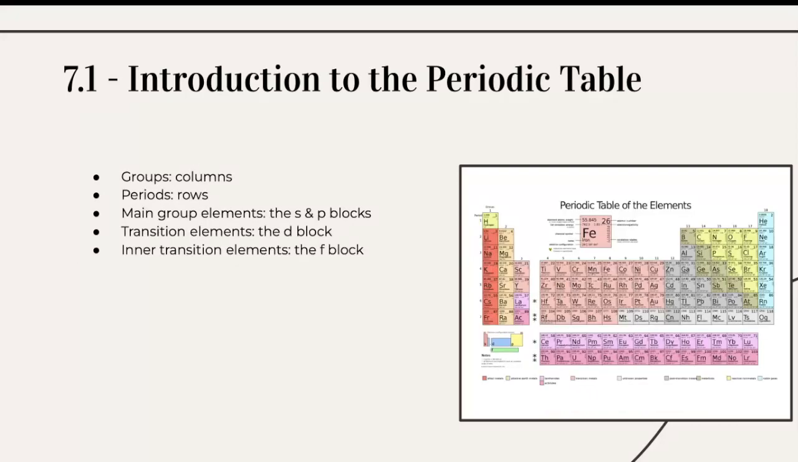And then I wanted to go over some terminology that we use when referring to the periodic table. So these columns featured on the periodic table are called groups. And these horizontal rows are called periods. The main group elements are going to be the S block and the P block over here. And the transition elements lie in the D block over here. And the inner transition elements are in the F block over here.